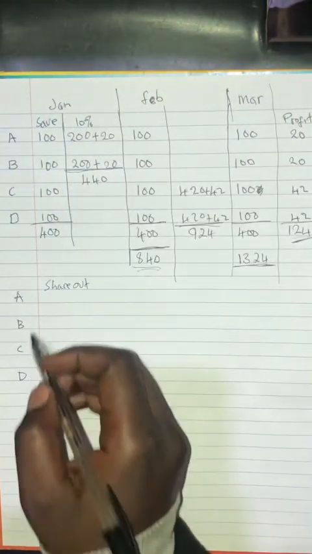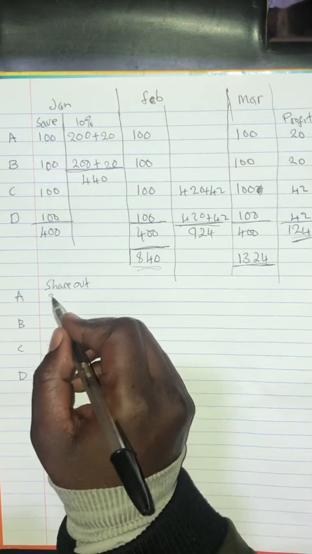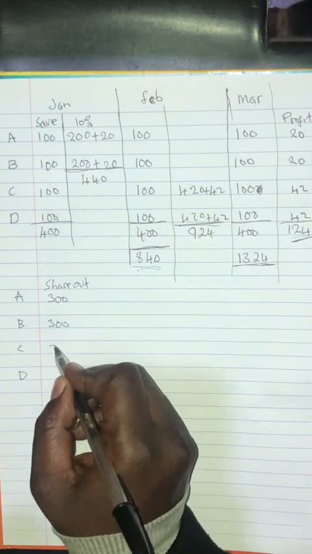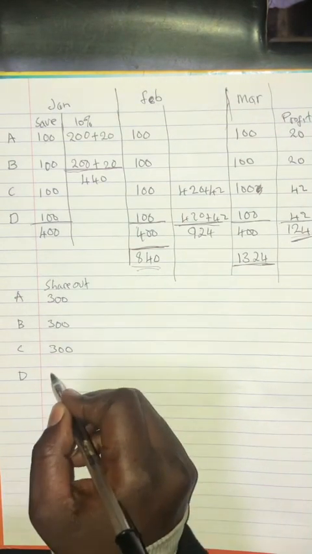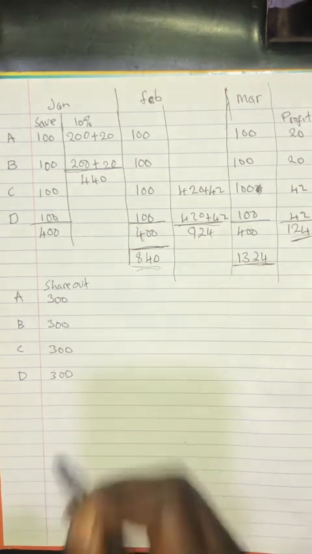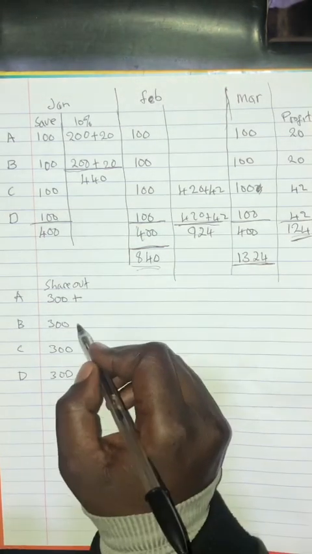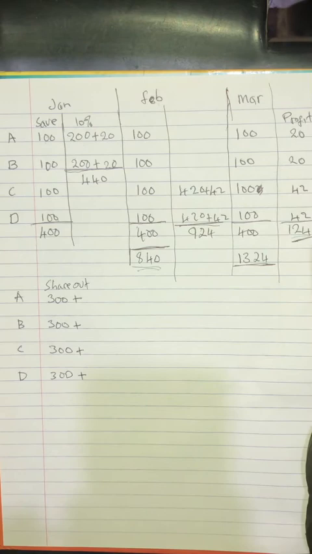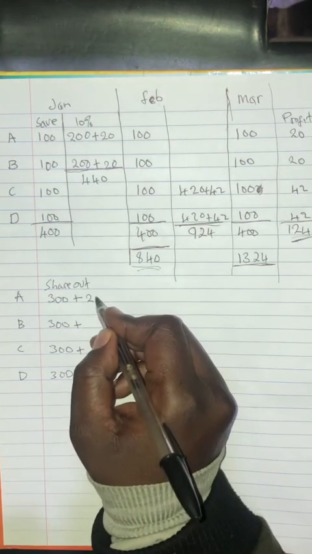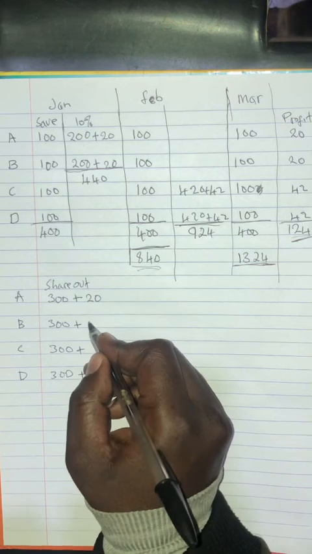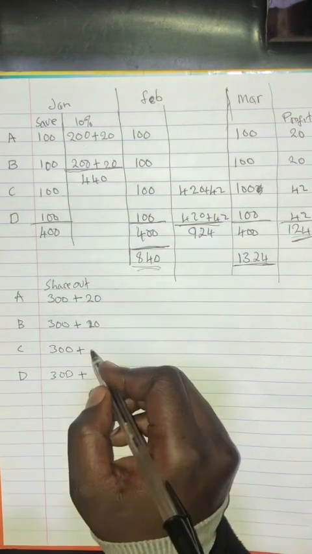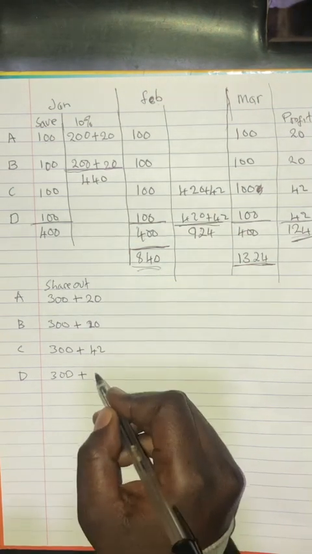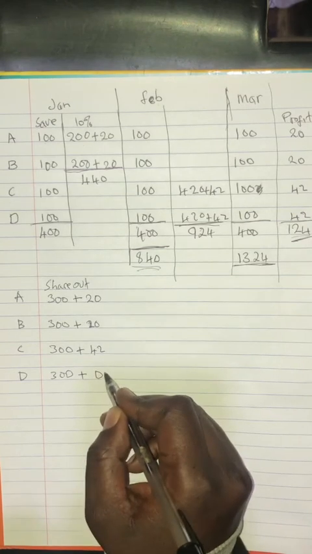Individual A saved 300 kwacha, which is 100 kwacha per month. Individual B saved 300 kwacha. The same goes for C and D. So what will be shared out is plus the profits that these individuals have made. Individual A made a 20 kwacha profit. Individual B made a 20 kwacha profit. Individual C made a 42 kwacha profit. And individual D also made a 42 kwacha profit.